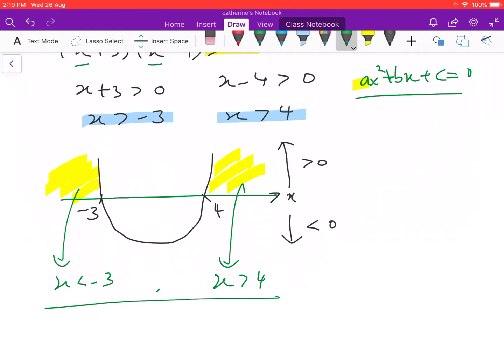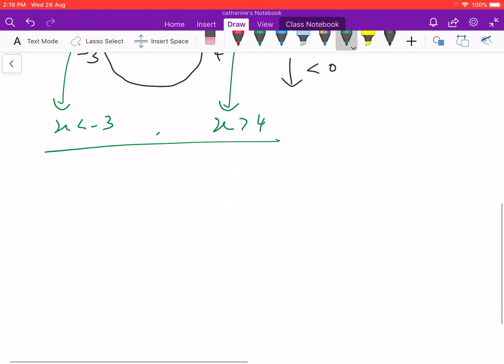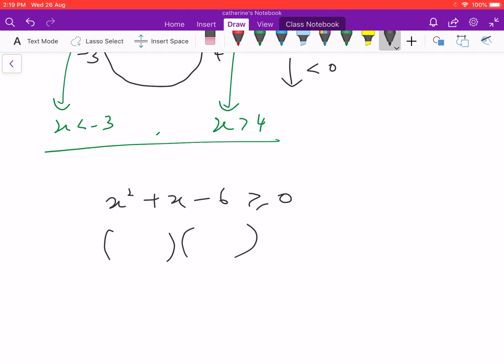Alright, let's look at another example. Let's say we are taking x squared plus x minus 6 more than or equal to 0. In this case, a quadratic expression is given, so of course the first step that you need to do is to factorize it.